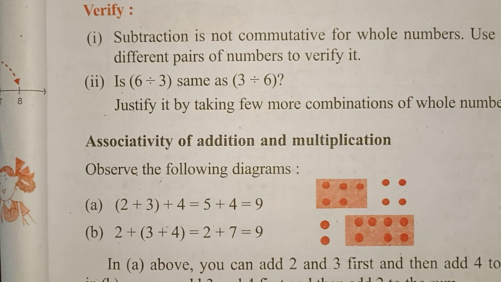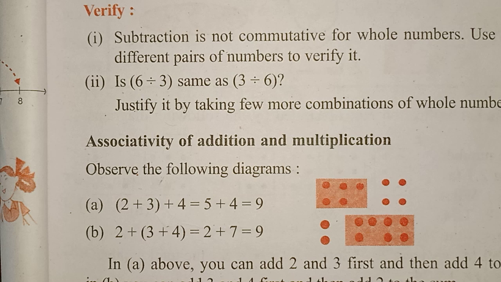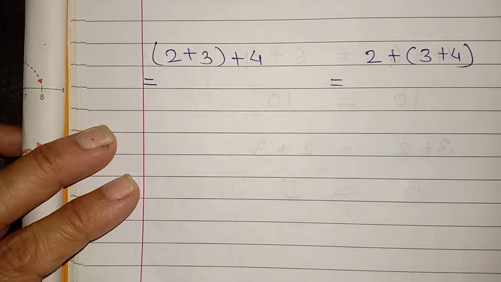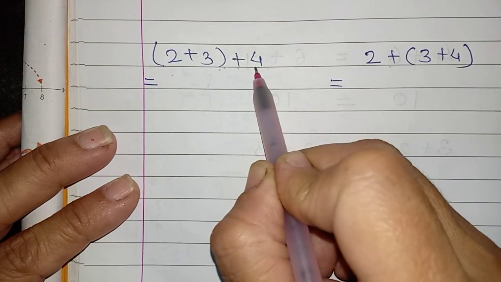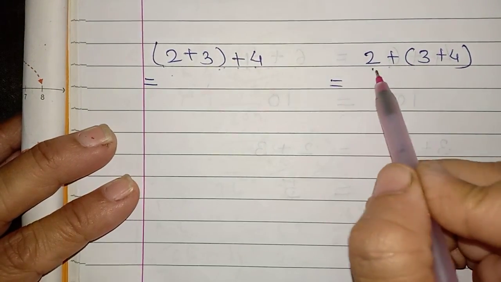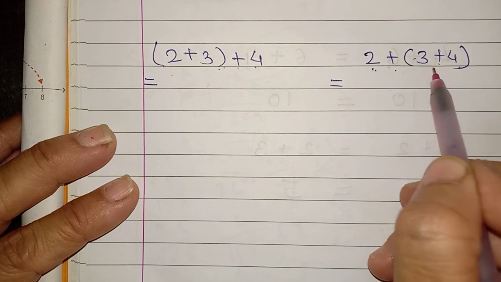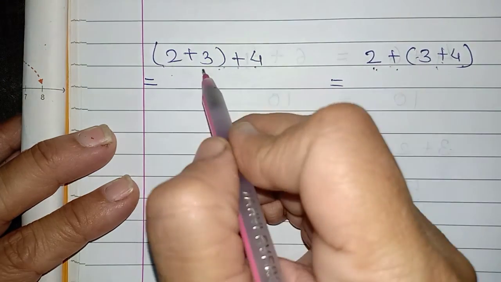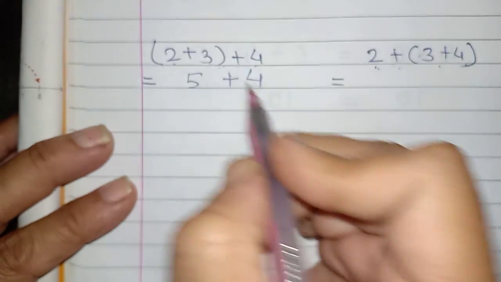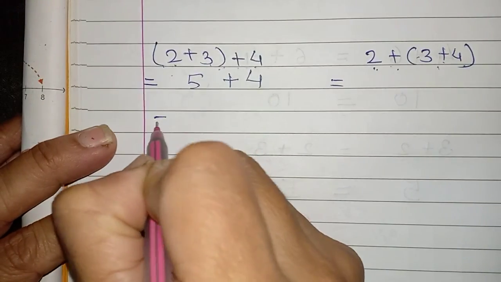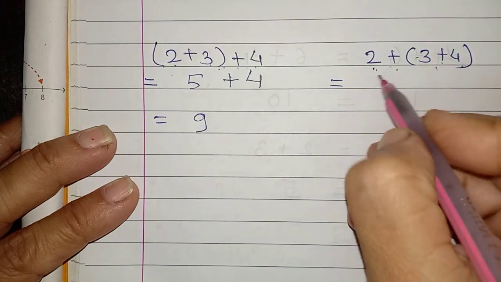Now let's see our next property, associativity of addition and multiplication. First let's do the addition. Here I have written (2 plus 3) plus 4, and another equation, 2 plus (3 plus 4). Now let's solve these equations. 2 plus 3 is 5, plus 4 gives the answer 9.